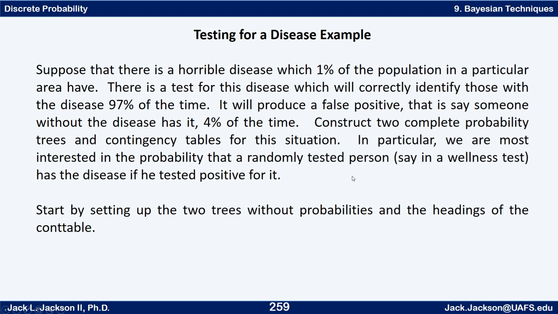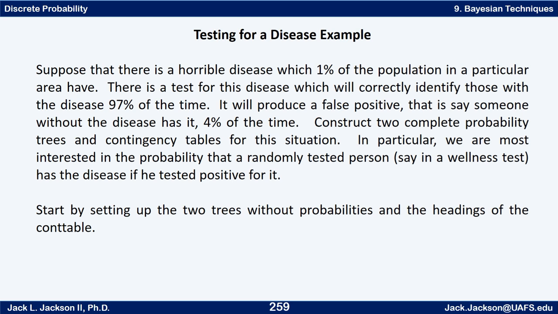Okay, so here's a pretty practical example. Suppose that there is a horrible disease in which 1% of the population have it in a particular area. Now let's suppose there's a test for this disease which will correctly identify those with the disease 97% of the time. It will produce a false positive, that is, say somebody without the disease has it, 4% of the time. So it looks like a pretty good test.